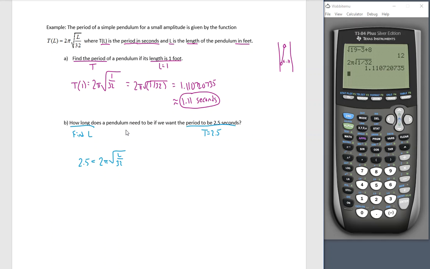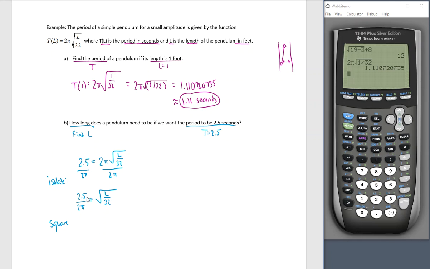So there's two types of questions. One question is, evaluate. The other one is to solve. Use the units to know which one is which. Okay, now we need to isolate the radical. So let's divide both sides by 2 pi. So I have 2.5 divided by 2 pi equals the square root of L over 32. Fantastic, I isolated.